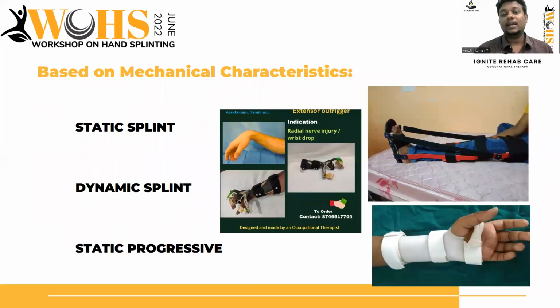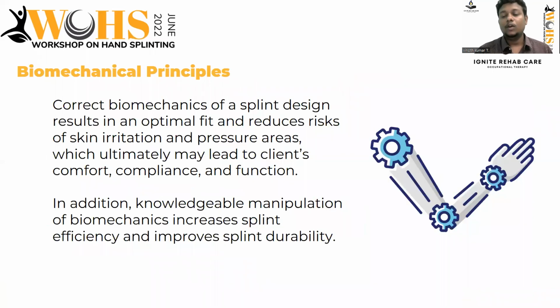So based on the mechanical characteristics, splints have been divided into static, dynamic, and static progressive. Static splints don't have any movable part. Static progressive, there will be a movable part progressively. So you can see like this, and there will be dynamic splints, where there will be a movable part in the splint.